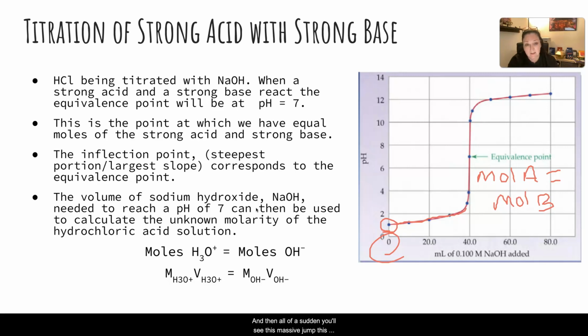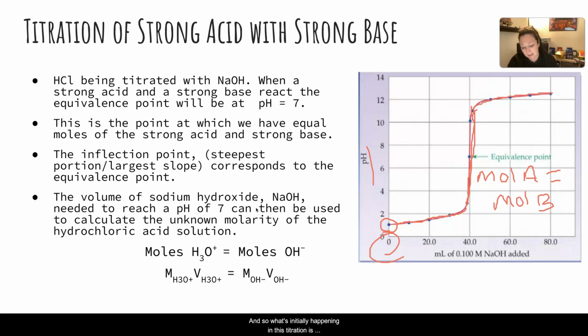And then all of a sudden, you'll see this massive jump. This really, really steep point. It's called the inflection point. Just like we use the word inflection in the English language to talk about inflection and tone in our voice. So the inflection point is where you have this big jump. And so you have this massive, vertical leap in the pH, because that's what's on your y-axis. And then all of a sudden it starts to become super basic.